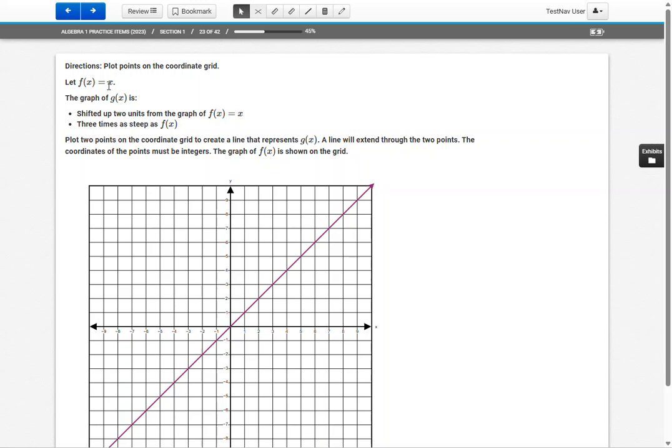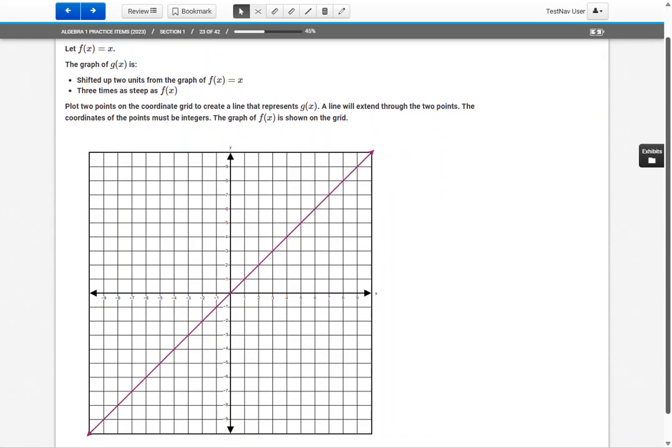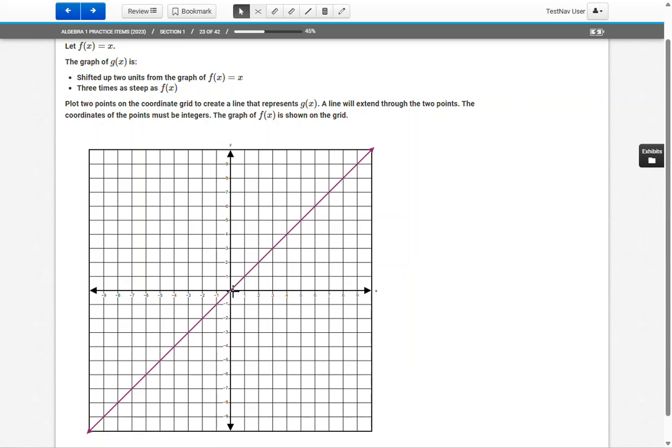Alright, number 23. It says plot points on the coordinate plane. Okay, f of x is equal to x. The graph of g of x is 2 units up. So the y-intercept is 2 units up. And then 3 times as steep. So the slope will be 3x. So that's 1, 2, 3 over 1. And that's about it. That's all I need to do there. Okay?